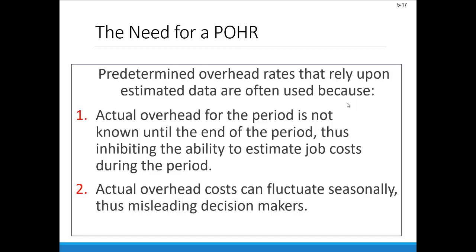Second, actual overhead costs can certainly fluctuate seasonally. If you think about things like utilities, which are higher in the winter and summer, or even things like property taxes, which only hit a couple of times a year on average. So we could be producing information that's misleading for decision makers if we're not assigning these costs on an ongoing basis based on the full year estimates. We kind of want to smooth these costs, in other words, throughout the upcoming period.